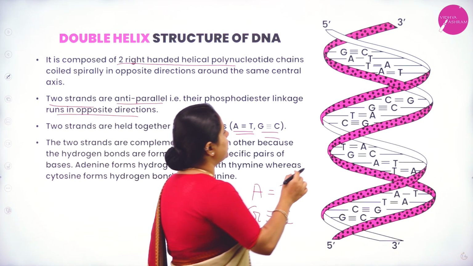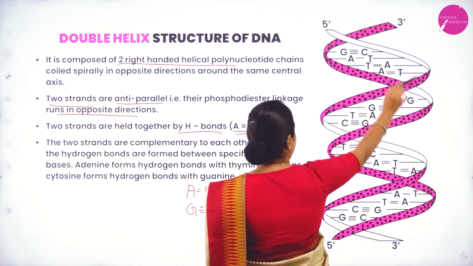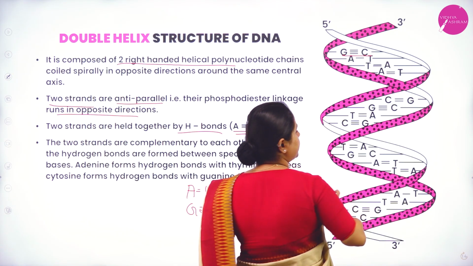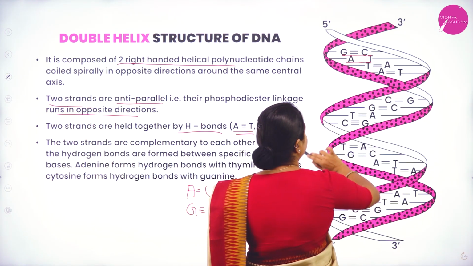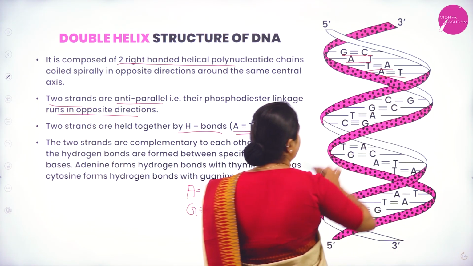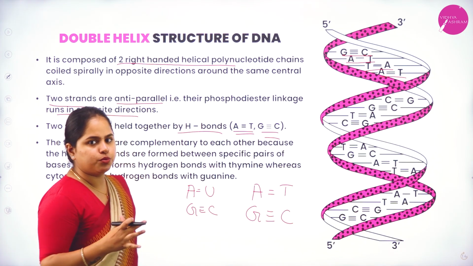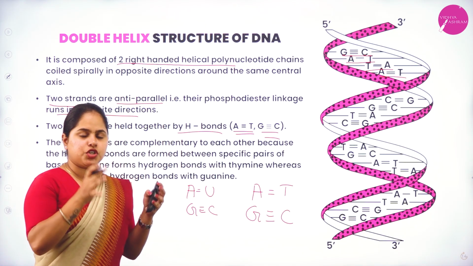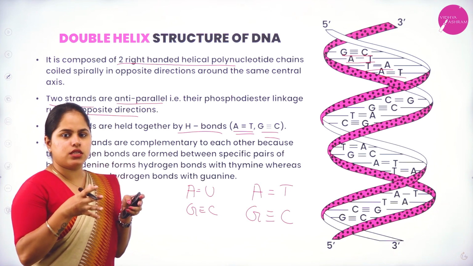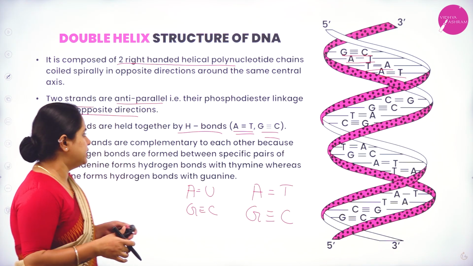Right. So you can see here, this is one strand, this is another strand. Between guanine and cytosine, there is a hydrogen bond. Between adenine and thymine, there is another hydrogen bond. Between thymine and adenine, there are hydrogen bonds which are present. So because of these bonds, what is happening? The strands will remain in that position. That is how this double helical structure is maintained.